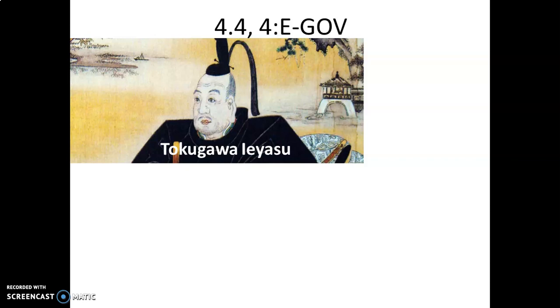Tokugawa Ieyasu began, in a sense, uniting the island of what's now the nation of Japan under his rule. And as time goes on, the Tokugawa explicitly isolate themselves from the outside world. They explicitly cut themselves off from foreign trade, foreign communication, with the exception of letting the Dutch in off of Nagasaki Harbor. So they're all about restricting trade.